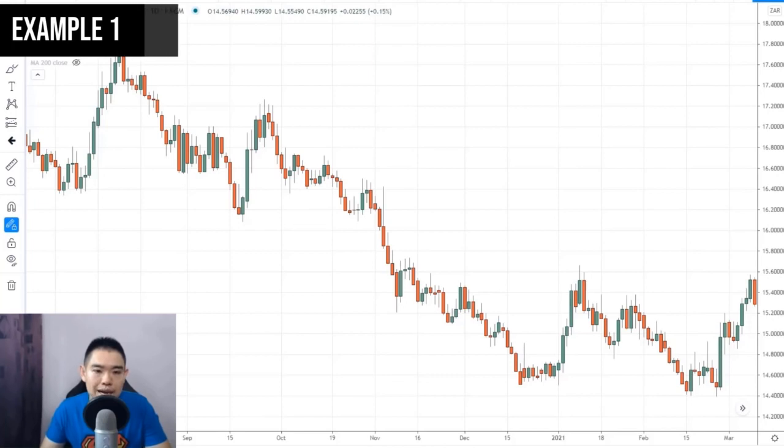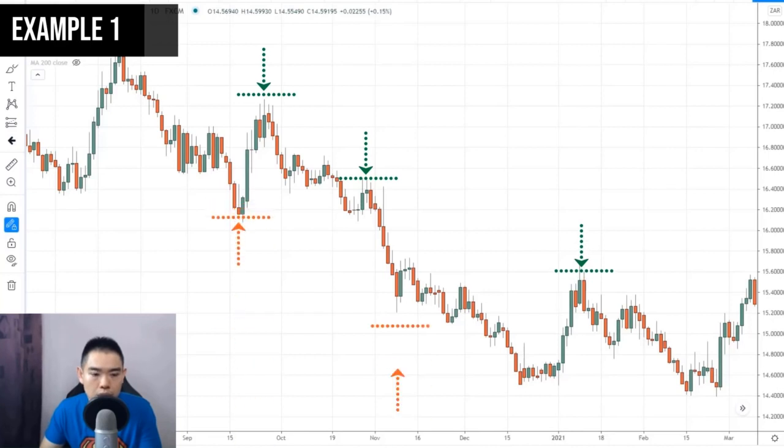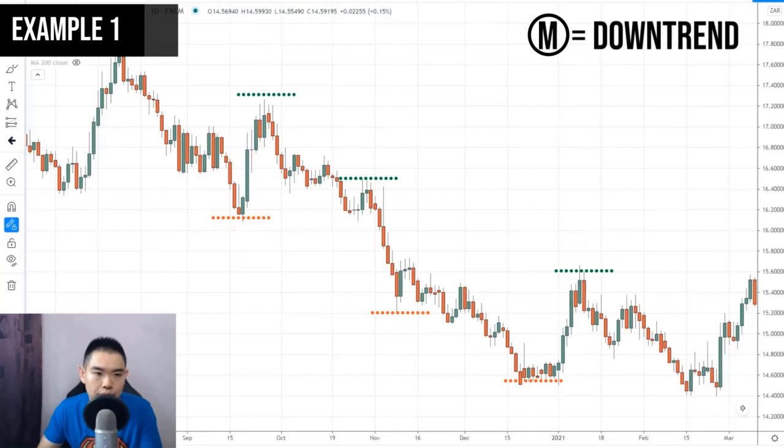First and foremost, let's ask ourselves, what is the market structure? When we are trading the markets, this is the first question that we want to ask ourselves. This would tell us what to do, whether to be a buyer, seller, or to stay out of the markets. If you look at this market structure, we see a series of lower highs and lower lows. So the market structure is in a downtrend.